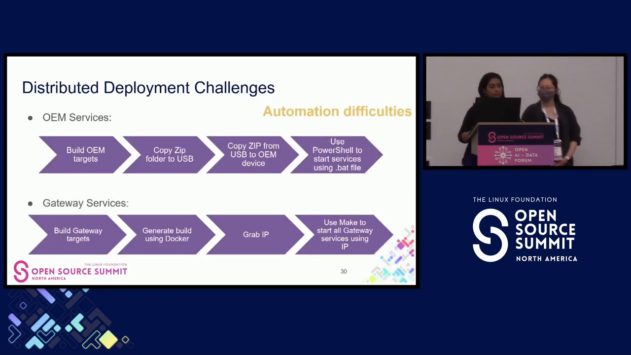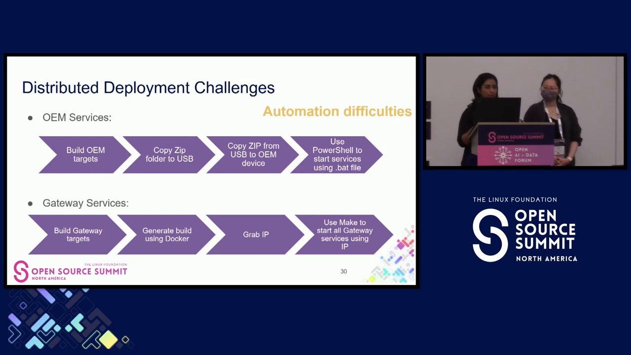The second challenge is, this is a distributed system, so we have two different machines running two different operating systems, and how to deploy the solution was a challenge here. At the initial stages, on our OEM service, which is running the Windows operating system, we would first build these OEM targets on our Linux machine, then copy all the bat files into a zip folder and copy them over to the OEM machine. So a manual process. And then we would use PowerShell to start all the services there.